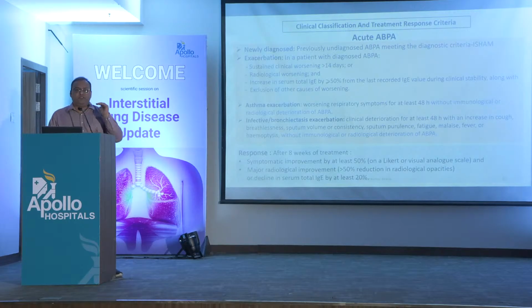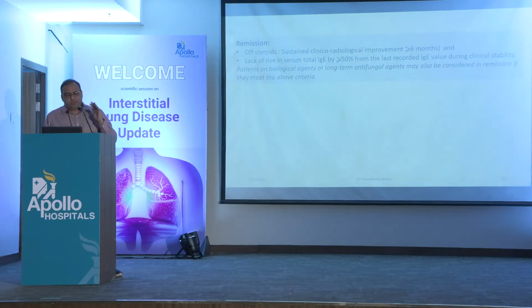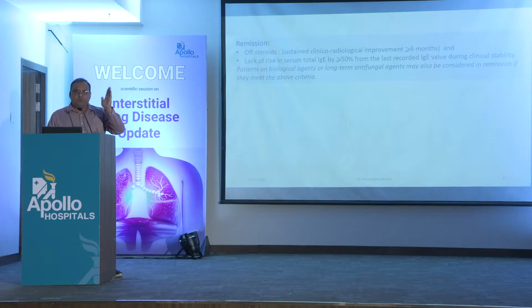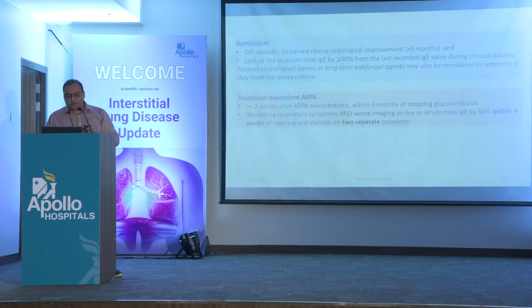Remission, we look at 2 months. At 2 months, look at the clinical symptoms, look at his radiological parameters, more than 50% reduction in the shadows, disappearing mucus plugs, and you have decline in your total IgE. That will tell you that patient is in remission. Now you can taper the steroids further. The response to the therapy. Remission is, you look at 6 months of the therapy and then talk about remission.